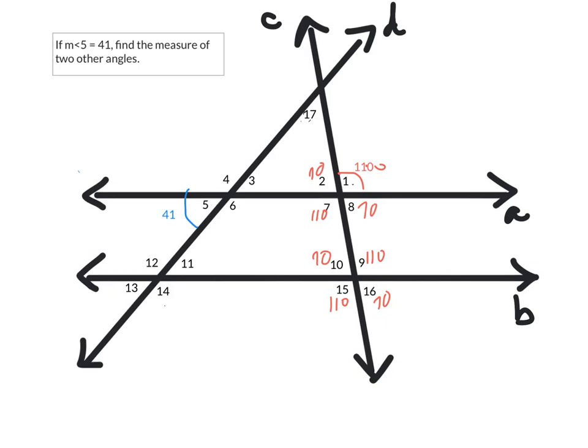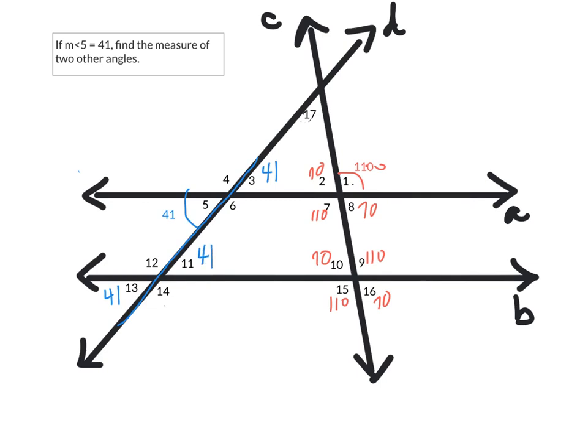Let's say that the measure of angle 5 over here is 41 degrees as marked. Now, please take a moment to find at least 2 other angles. So angle 3 is also going to be 41 because it's the vertical angle directly across from it. Those are acute angles, so with this transversal, all the acute angles will be the same. So angle 13 is the acute angle with that transversal, and angle 11. So those are all 41.